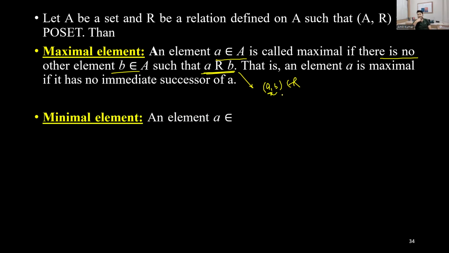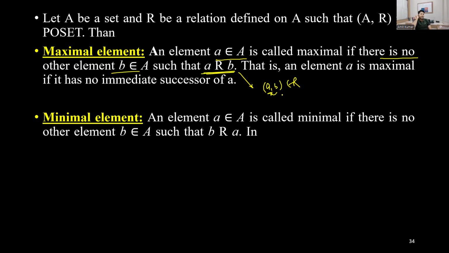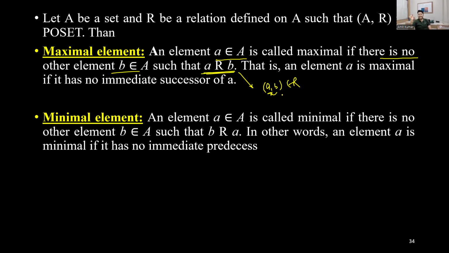In the same way, a minimal element is an element which does not have any lower bound. If in a Hasse diagram or in a relation there is an element which does not have any lower bound, there is no other element which is related to A and lying lower than A, then we call it a minimal element. Maximal element: no upper bound except itself. Minimal element: no lower bound except itself.